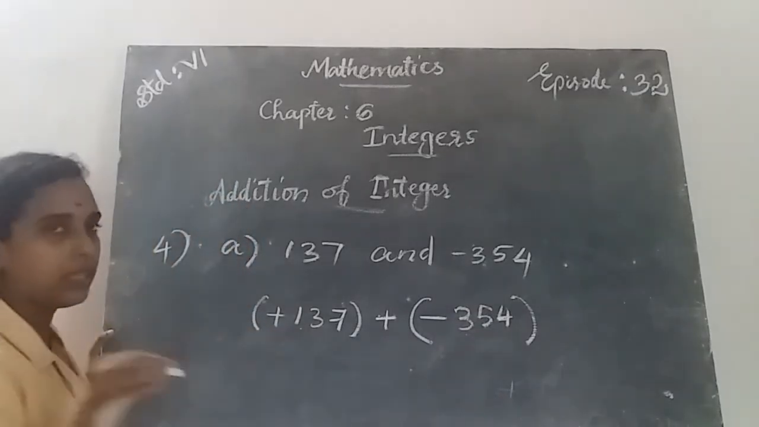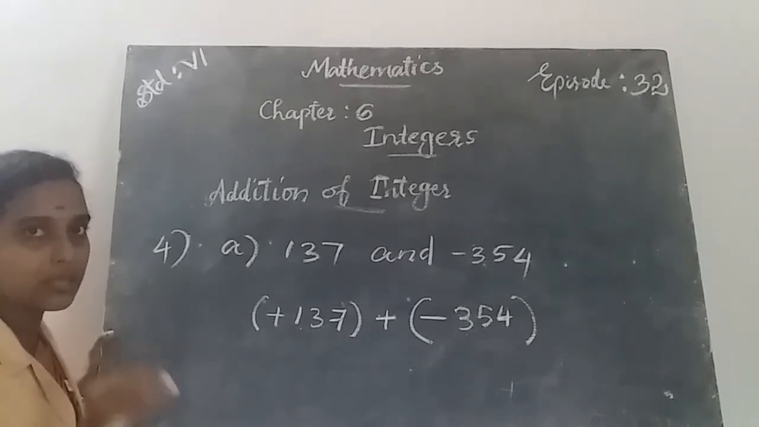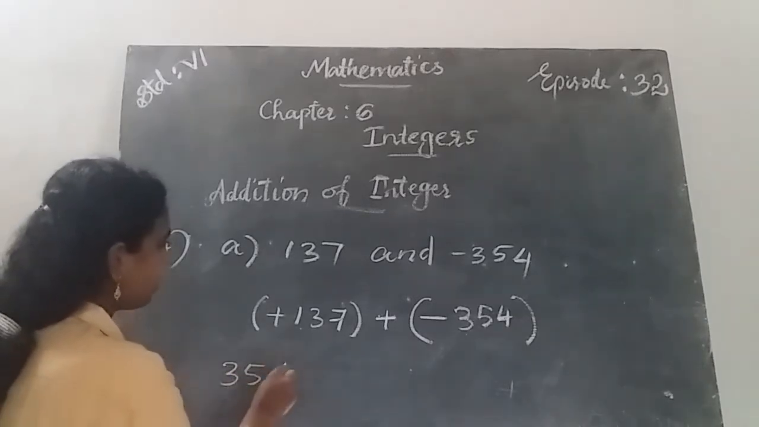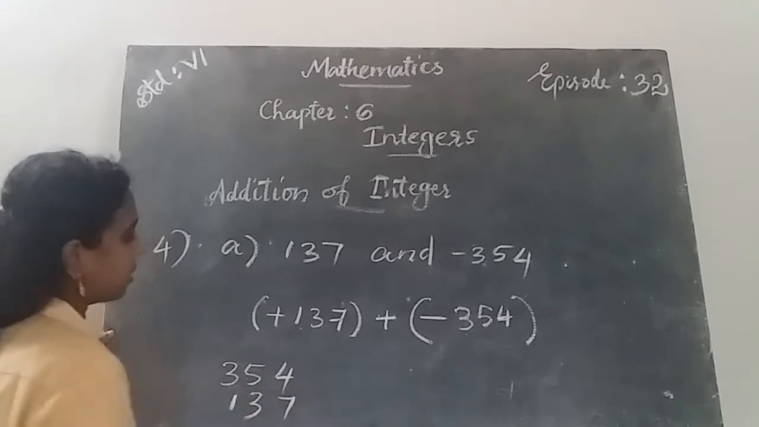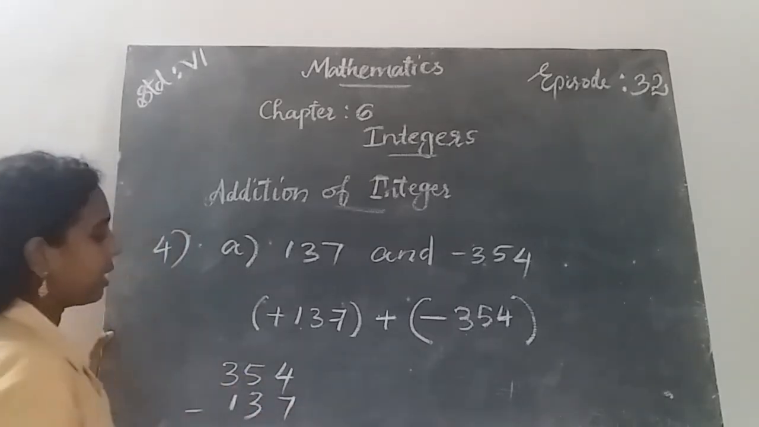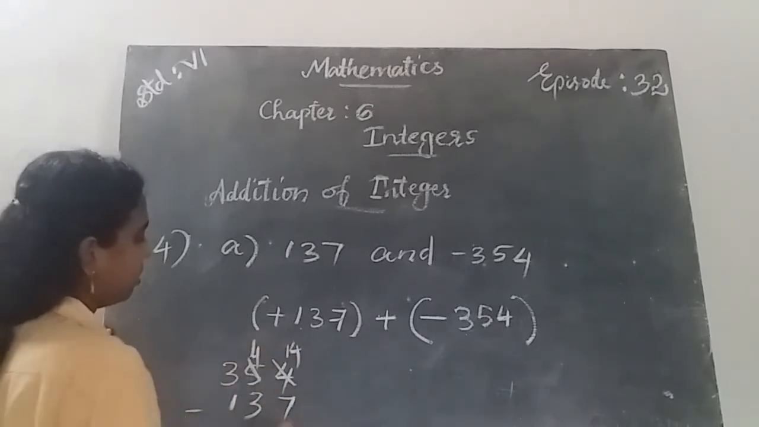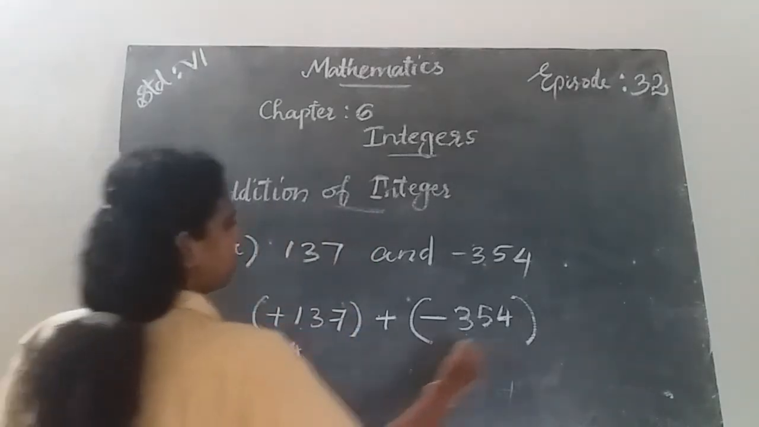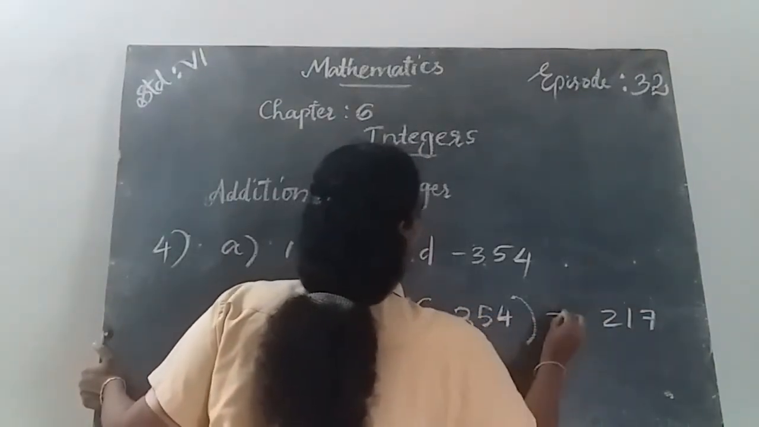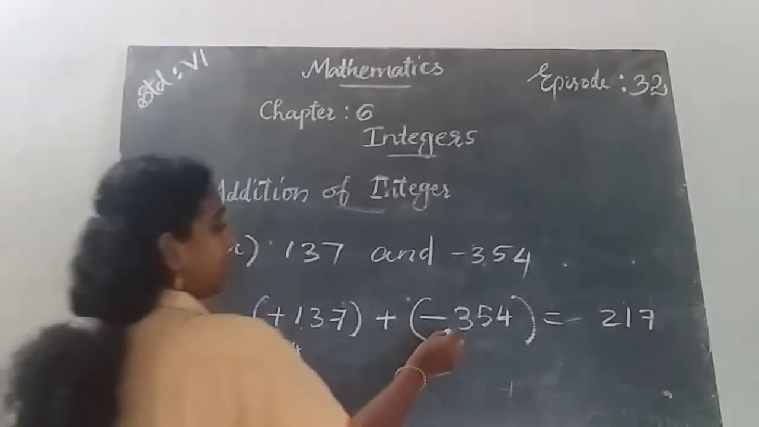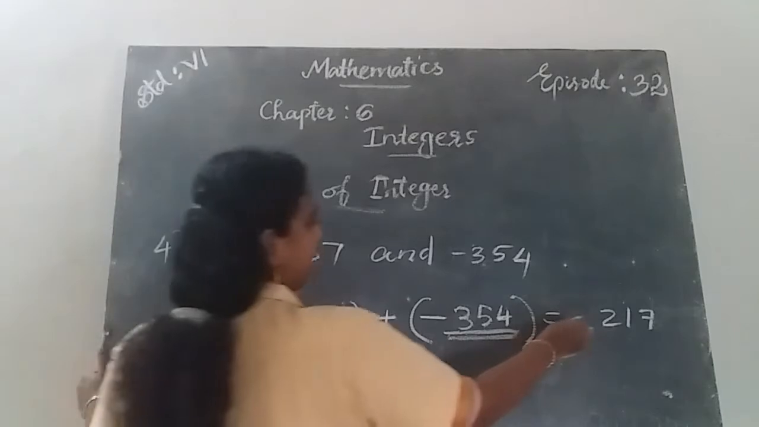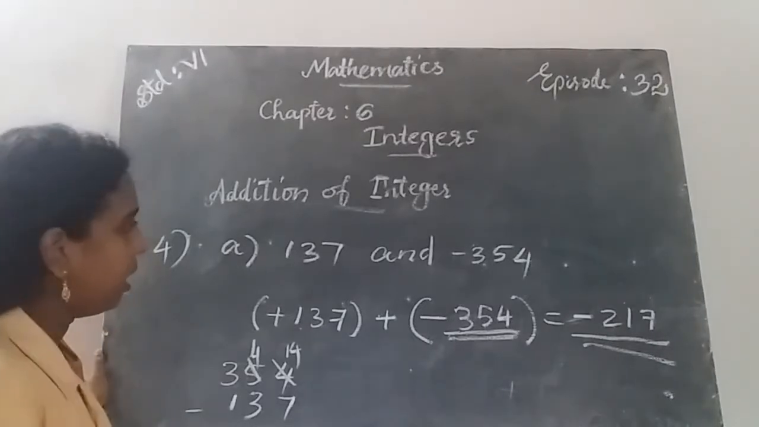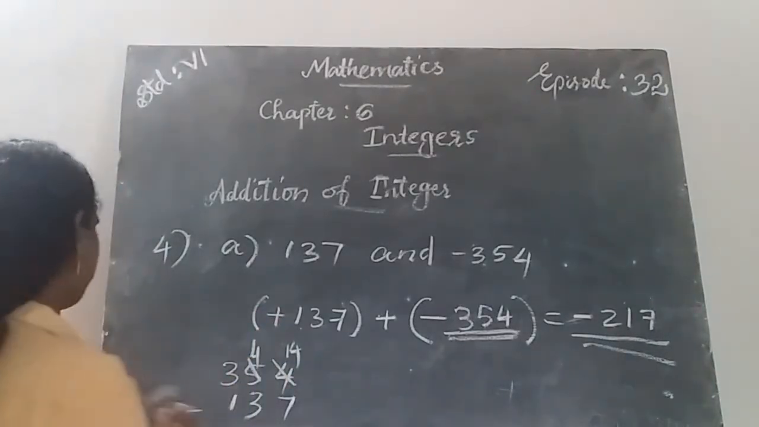If we add a negative integer and a positive integer, we subtract these two numbers and put the sign of the biggest number. Here first we subtract these two numbers, 354 minus 137, then we get 217. The biggest number is 354 and its sign is negative, so we put the negative sign, so we get negative 217.